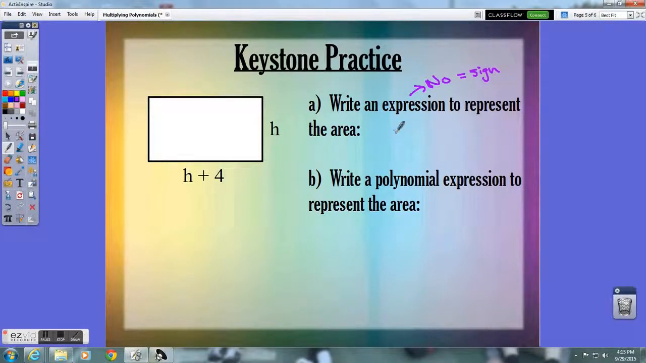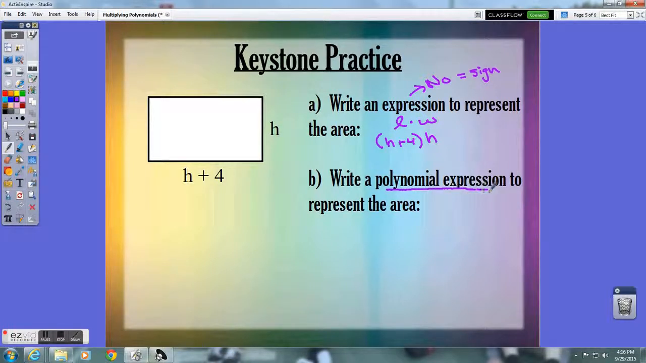So here I have the area of a rectangle. So area is length times width. So the length of my rectangle right now is h plus 4. That's got to stay in parentheses. And my width is just h. Now this is an expression. There's no equal sign. I'm done for part A.